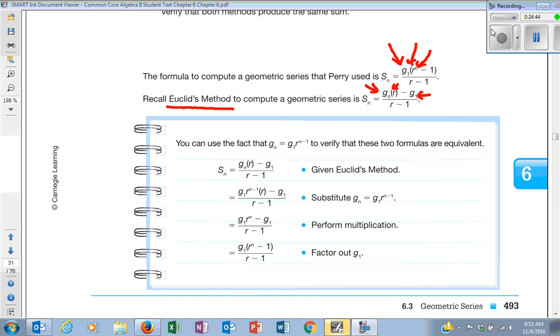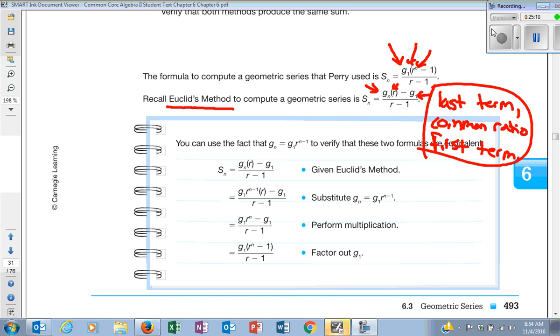So if you look, there are two different formulas that need three different things. This one needs, like I said, the last term. I want to make notes on this. Common ratio. And you need the first term. So if I give you a question and you have all three of those, or it's easy to find these three, then you want to use this formula.